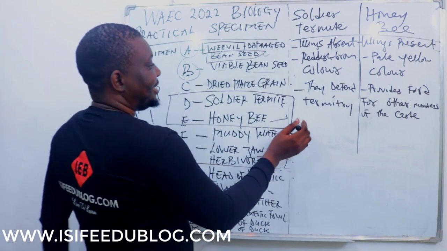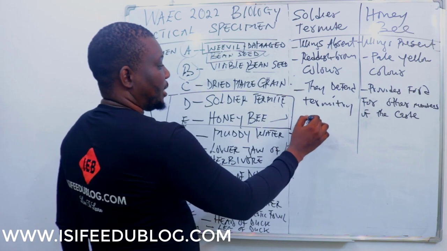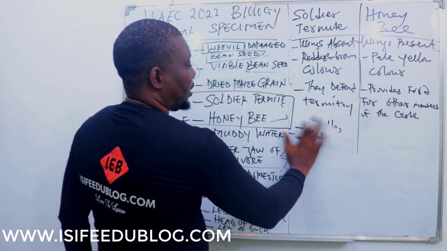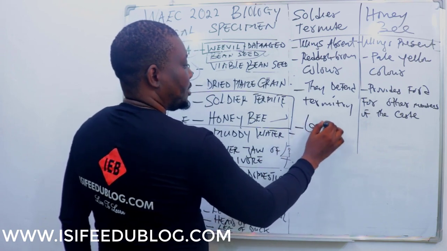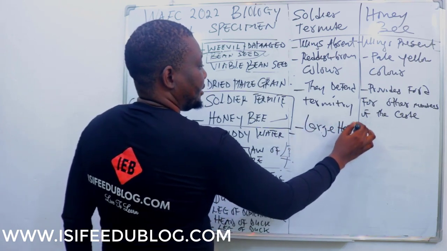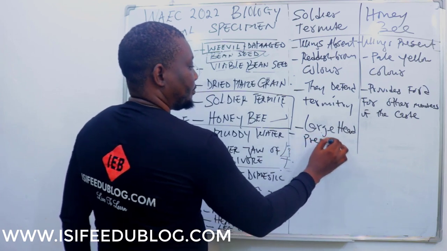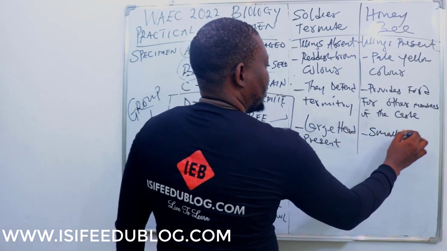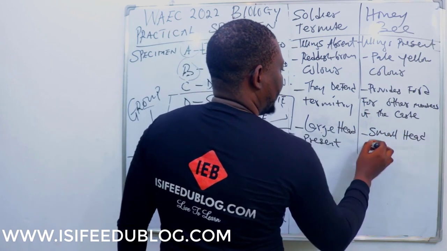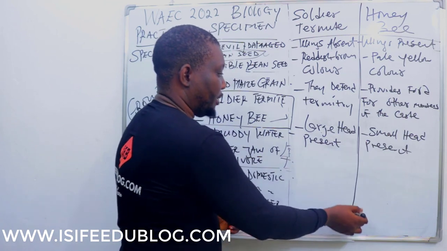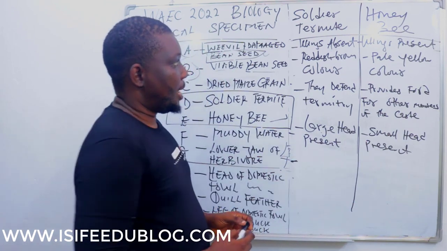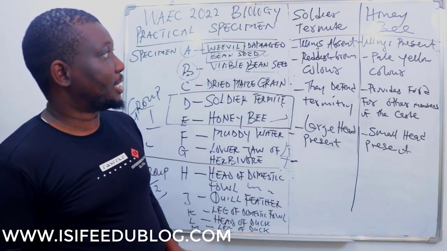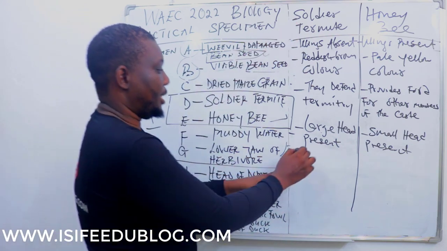Good. Next one. This one will be structural. This one has a big head, or I can say large head present. Here, small head present. These are structural differences, but I'm going to add this next point as just different but not structural. In terms of metamorphosis, its metamorphosis here is incomplete.